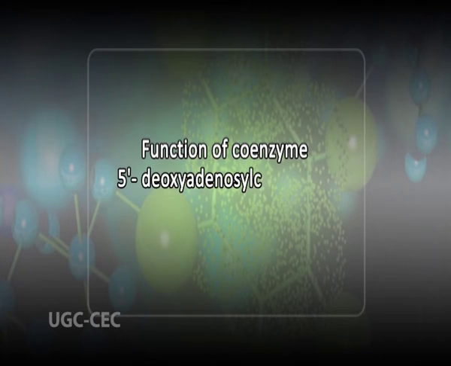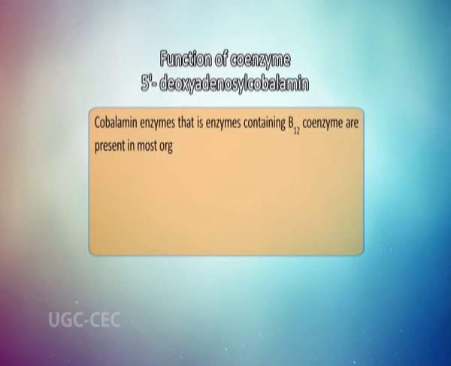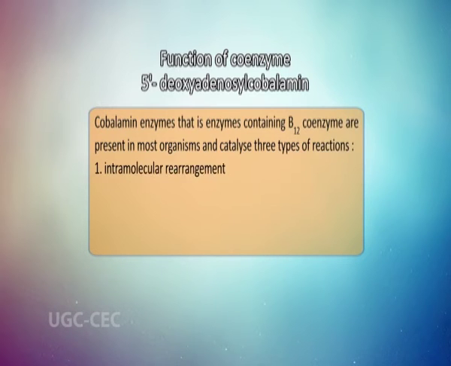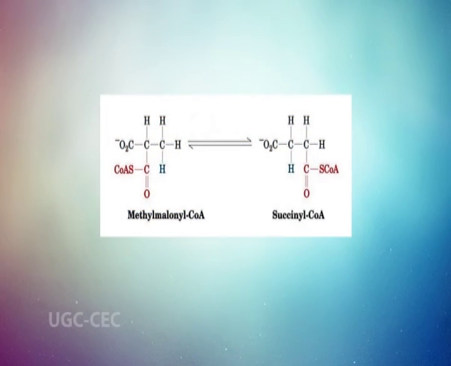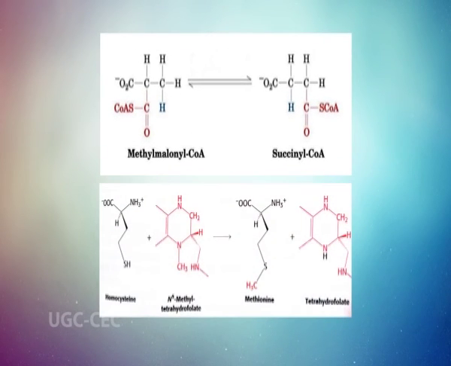Then, the function of coenzyme 5'-deoxyadenosylcobalamin. Cobalamin enzymes, that is enzymes containing B12 coenzymes, are present in most organisms and catalyze 3 types of reactions. Number 1, intramolecular rearrangement. Number 2, methylation. Number 3, reduction of ribonucleotides. In mammals, reactions like conversion of L-methylmalonyl-CoA into succinyl-CoA and formation of methionine by methylation of homocysteine require cobalamin enzymes.